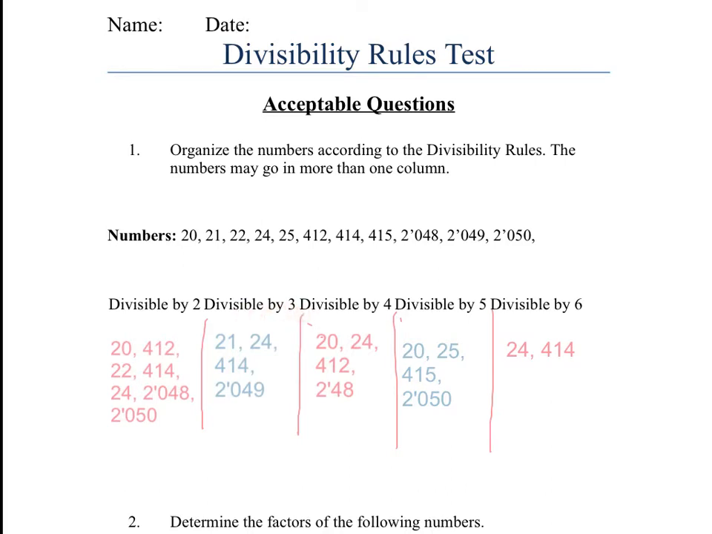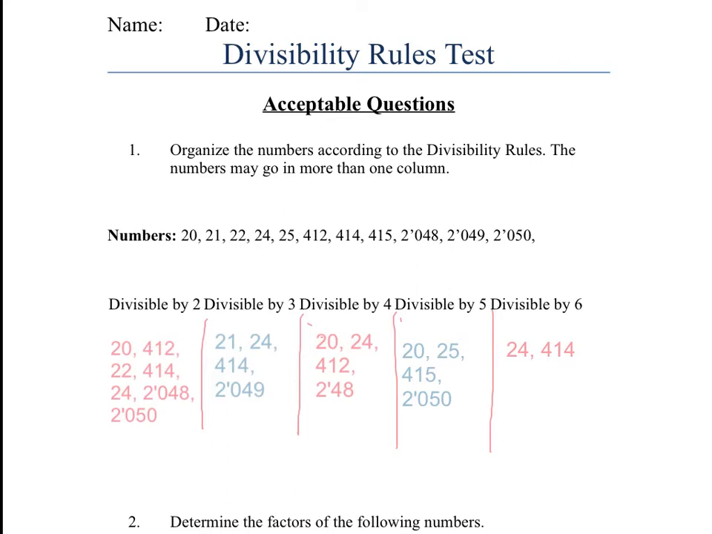And that's nice because we just add and divide. So 2 plus 1 is 3, so obviously that's divisible by 3. 2 plus 4 is 6, that's divisible by 3. 4 plus 1 plus 4 is 9, so that's divisible by 3. And 2 plus 4 plus 9 is 15. That might take a little bit more time, and that is divisible by 3. So those all go there.